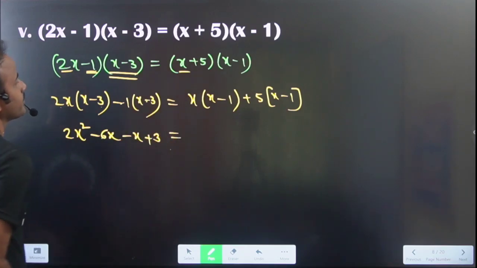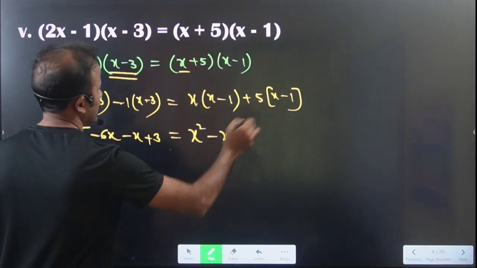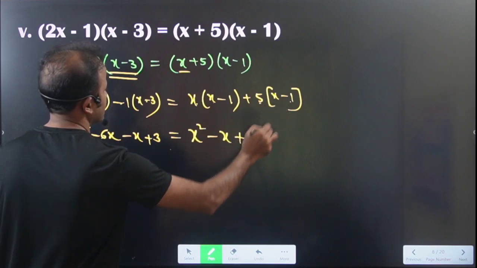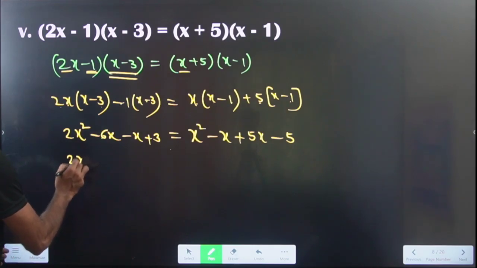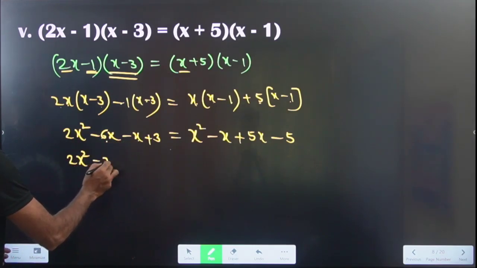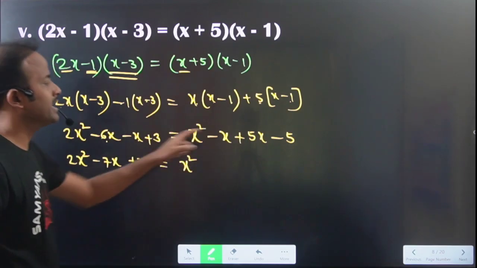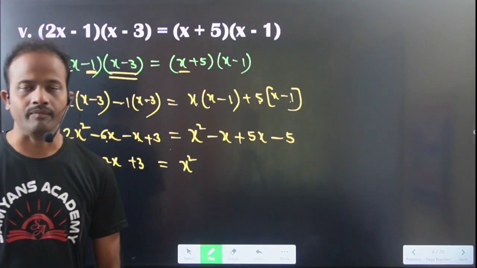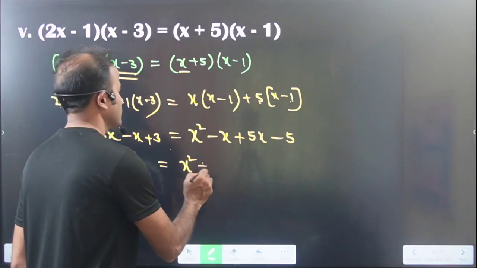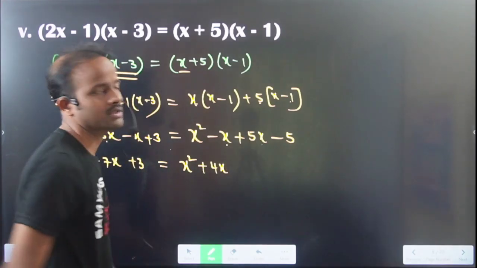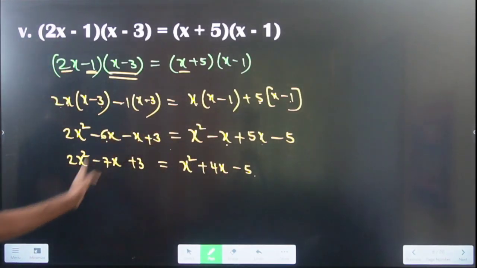Okay, which is equal to x into x is x square, x into -1 is minus x, plus 5 into x is 5x, 5 into -1 is -5. Okay, now 2x square minus 6x minus x we can write as 2x square minus 7x plus 3 equal to x square. Now you see minus x plus 5x, you assume as minus 1 plus 5. 5 minus 1 is how much? 4. Similarly 5x minus x is how much? 4x. So this we can write as x square plus 4x minus 5. Okay, you take all these terms here.